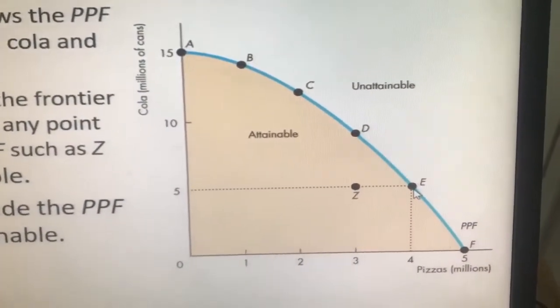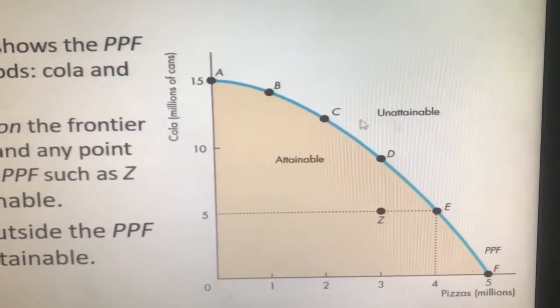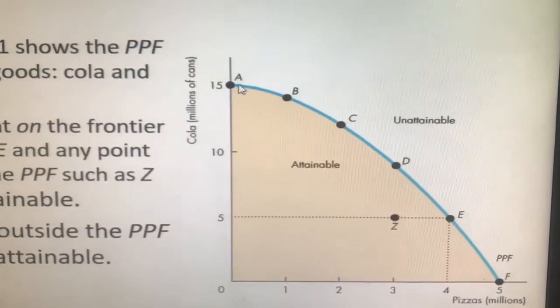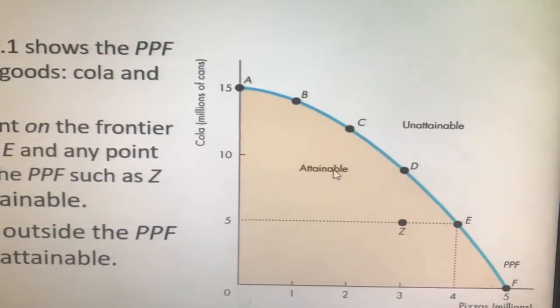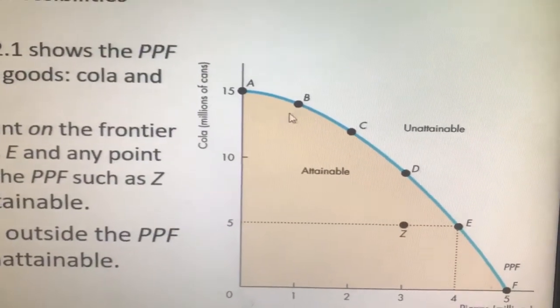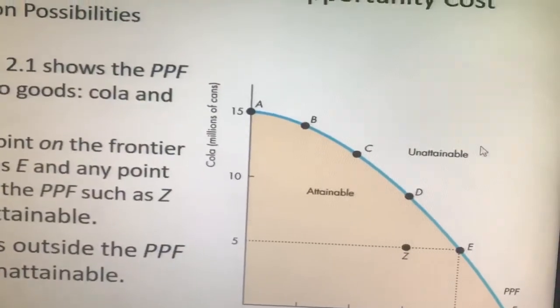We have another point, which is point E. We can produce it, yes. What about here? We cannot produce it. So we can say the production curve is a boundary between attainable and unattainable, or a boundary between what we can produce and what we cannot produce.